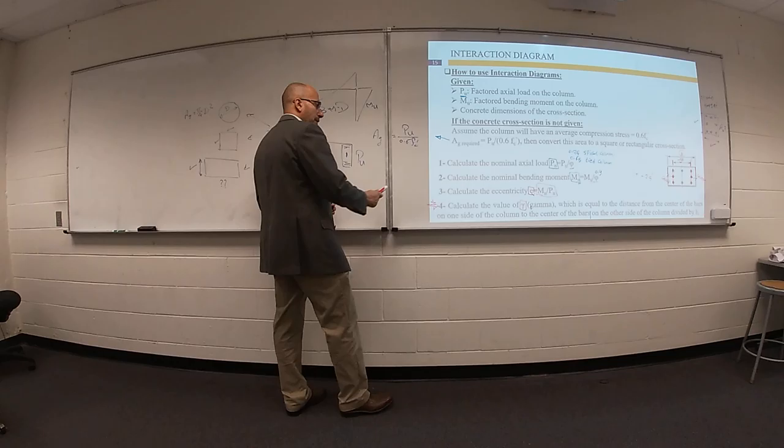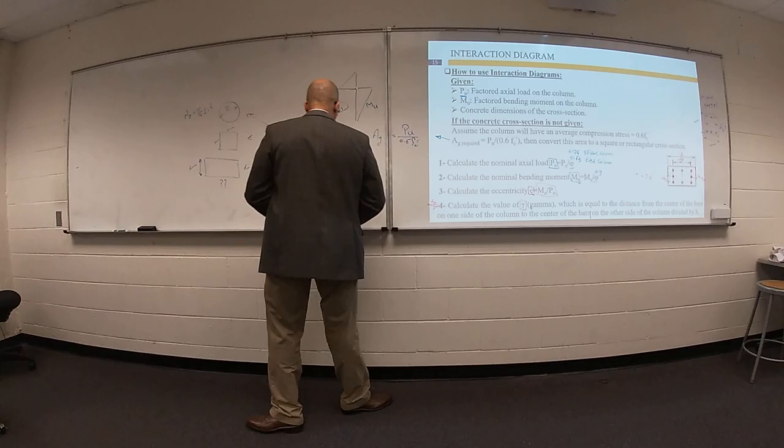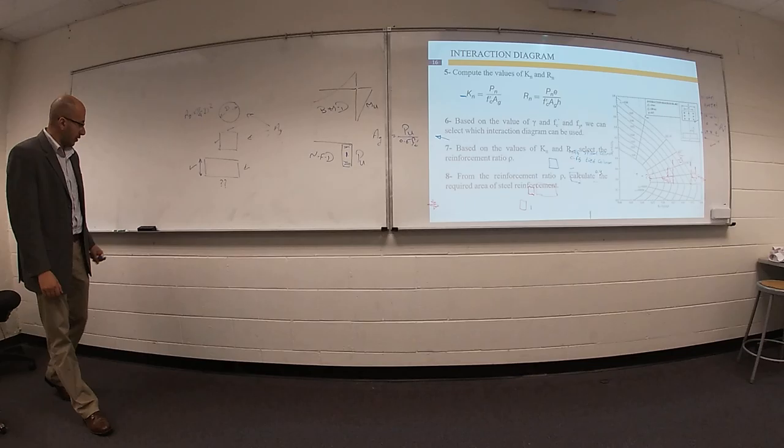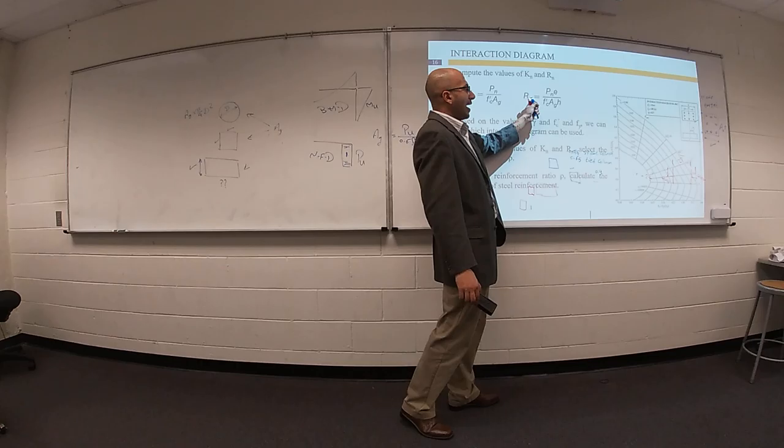So PN, MN, eccentricity e, and the value of gamma. Fifth step, go ahead and calculate this factor KN and this factor RN.